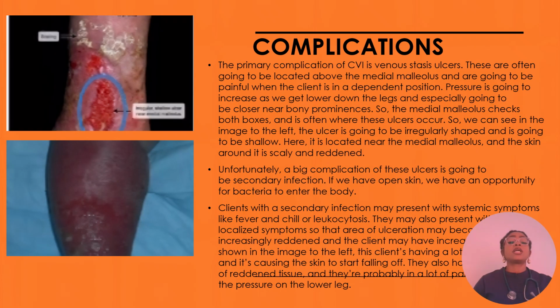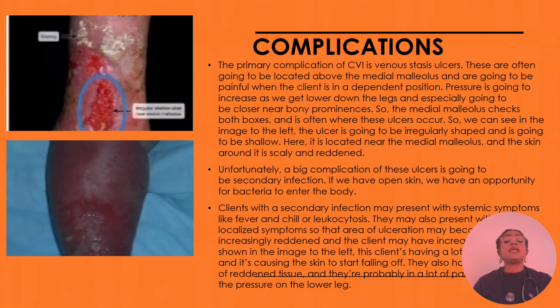We are looking at the complications. The primary complication of CVI is venous stasis ulcer. These are often going to be located above the medial malleolus and are going to be painful when the client is in a dependent position. Pressure is going to increase as we get lower down the leg and especially closer near the bony prominences. So the medial malleolus checks both boxes and is often where this ulcer occurs.